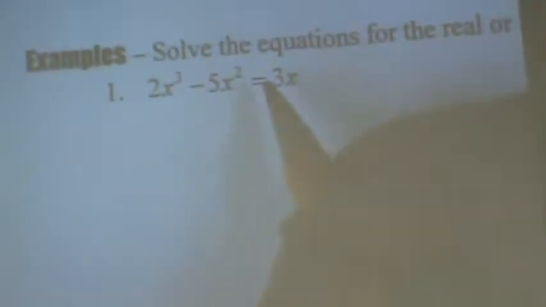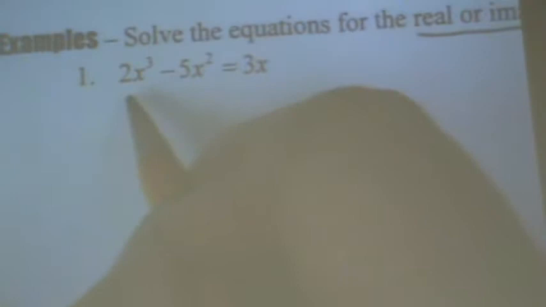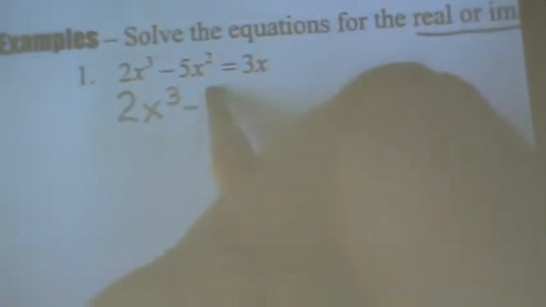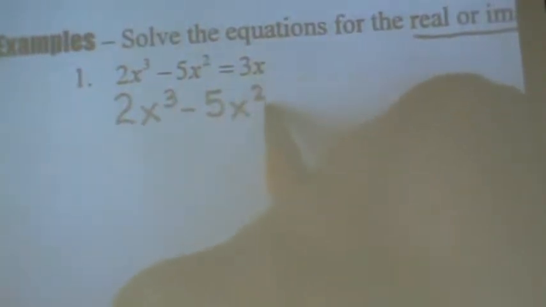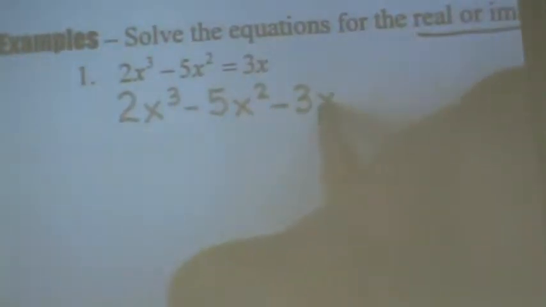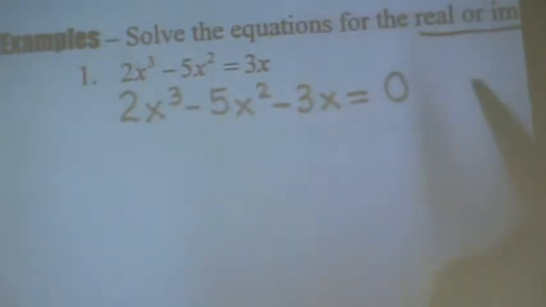It's asking you to solve the equation, and they're asking for real and imaginary solutions. You have to do both. So, what is the first step when we solve these equations? Get everything to one side. Yes, get standard form. You're gonna get this 3x to the other side. You want a 0 on one side.